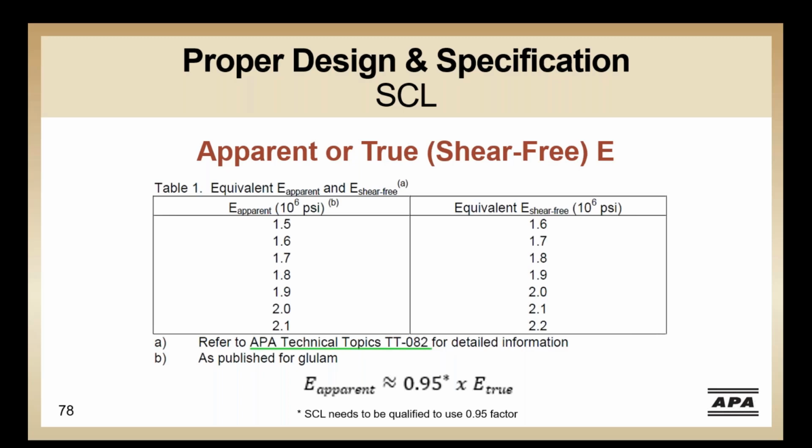Looking at the table, we see that a true E value of 2.0 equates to an apparent E of 1.9. So a more detailed analysis will be needed to see if this substitution is acceptable. For further discussion, APA has a technical topic, true and apparent E, parent moduli of elasticity, that you can review.